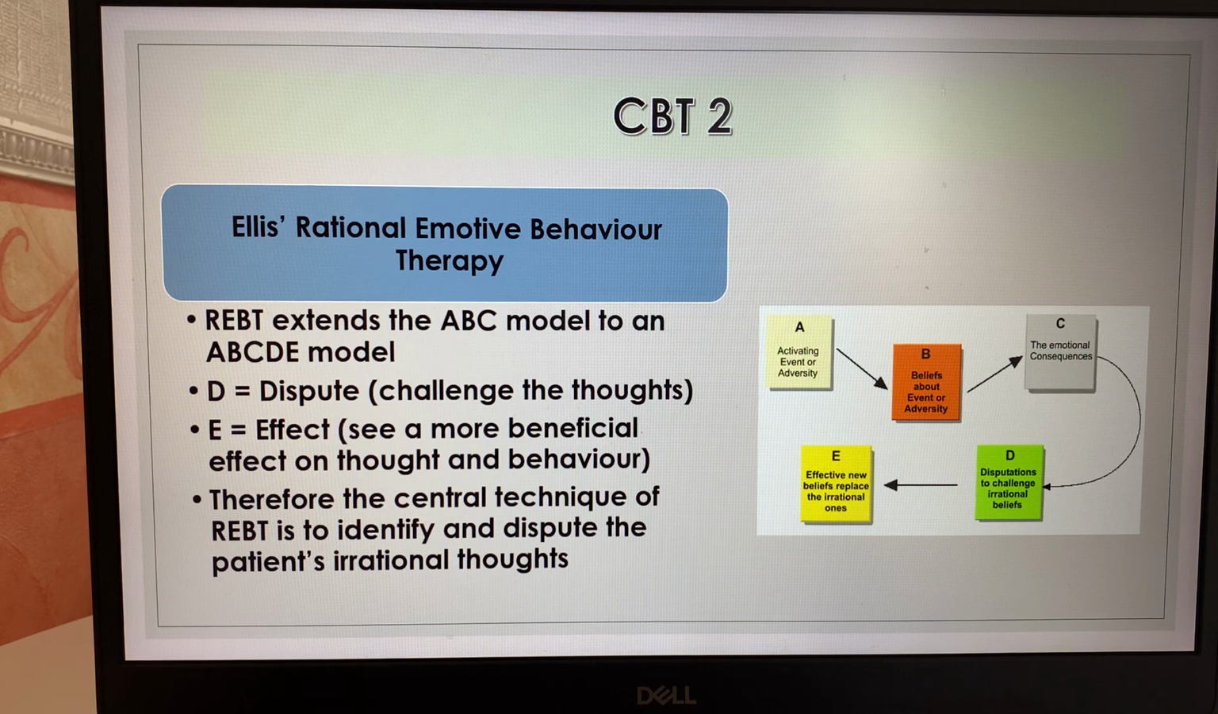So Ellis's rational emotive behavioural therapy, or REBT, as it's called, extends his previous model of the ABC. So that's the activating event, the belief, and the consequence. The D and E are the disputations to challenge those beliefs, and effective new ones replace the irrational beliefs. Okay, so dispute and effect are the extensions of his ABC. So kind of similarly to Beck, it is challenging those irrational thoughts to try and make them more understandable, more reasonable, more testable, really.